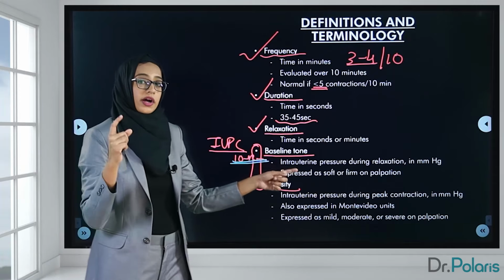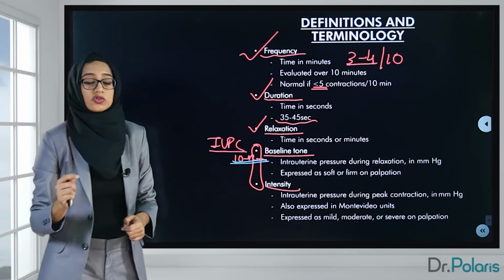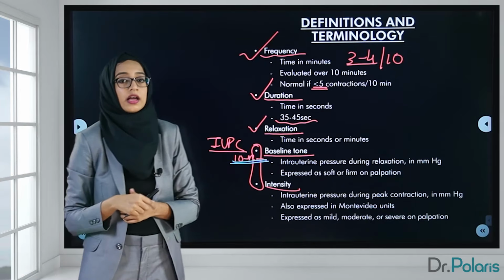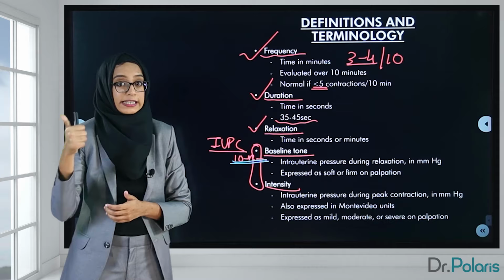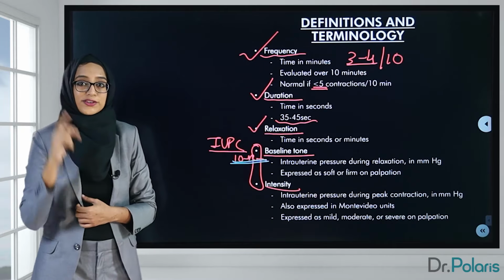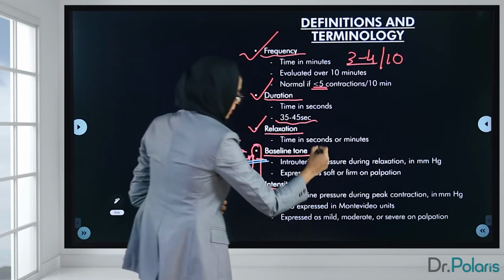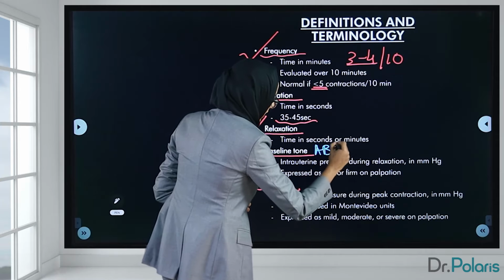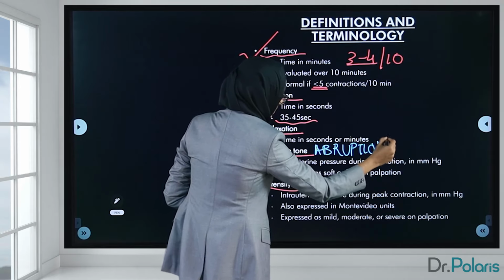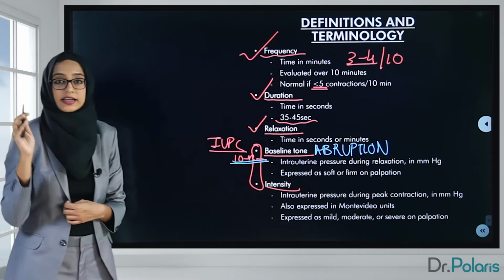Can you tell me one condition where the uterus is always tonically contracted without relaxation, and this is associated with bleeding and fetal distress, if not IUD? You're right. That's called abruption. That is where baseline tone matters, because in abruption, you're going to have a persistently elevated baseline tone.